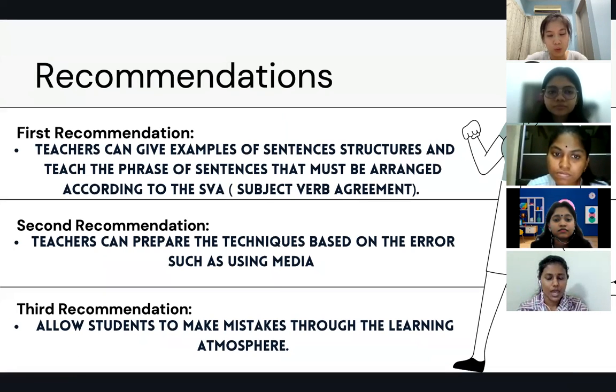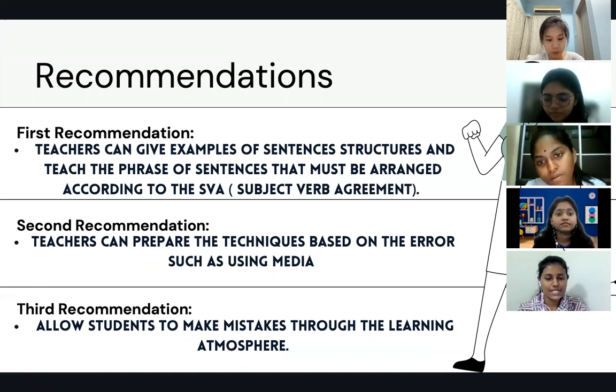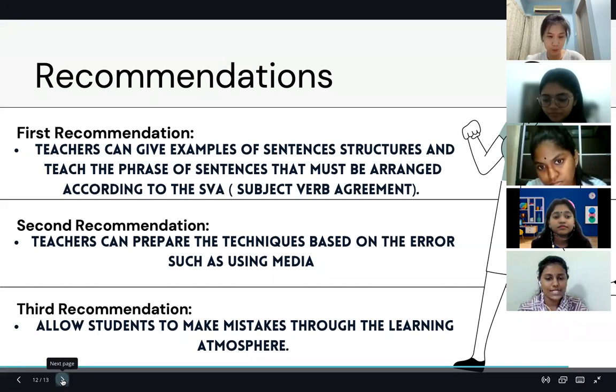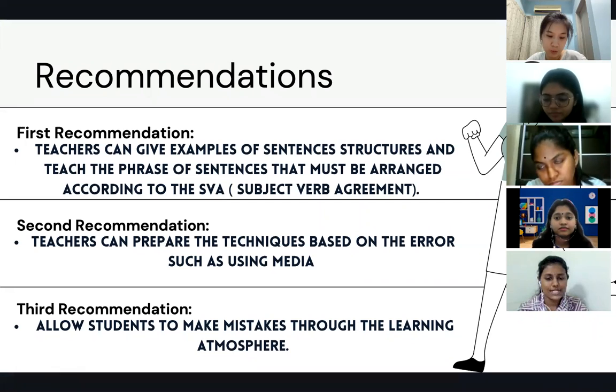First recommendation is that teachers can give examples of sentence structure. They can use modifiers to refer to the words or phrases used to describe in the sentence. Usually students are confused by putting the modifier in the wrong place in the sentence. Second recommendation is that teachers can prepare techniques based on the errors, such as using media. Based on the type of errors found in writing, teachers can show a video based on the learning of errors.